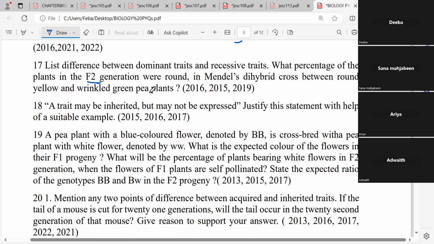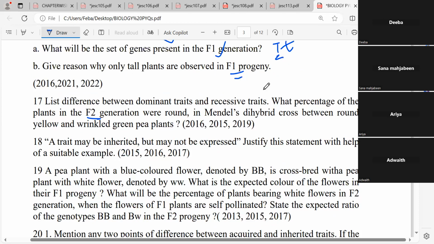Round and wrinkled green plants. Round yellow, wrinkled green plants are there. What percentage of plants in the F2 generation will be round? Is it 75%? Yes, 75% is the answer. Why is it so? There will be round yellow individuals and also round green individuals, and that becomes a major portion. It becomes 75%. Rest of them is only 25%.